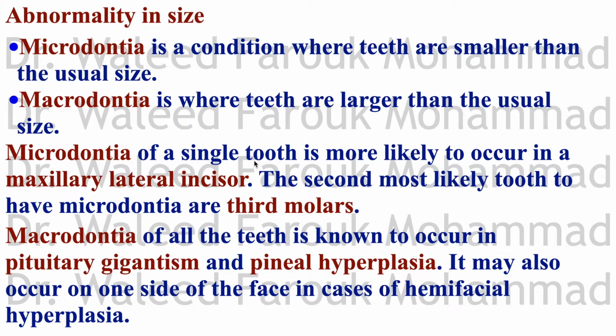Abnormality in size, like microdontia. Micro means small, a condition where teeth are smaller than the usual size. Macro is big. The teeth are larger than the usual size. Macrodontia. Microdontia of a single tooth is more likely to occur in the maxillary lateral incisor. It's a common site for microdontia. The second most likely tooth to have microdontia is the third molars.